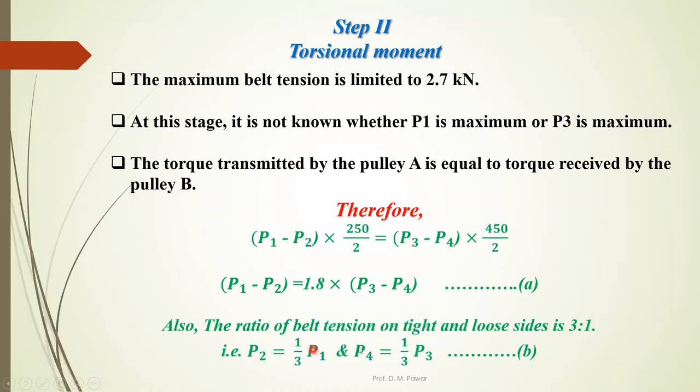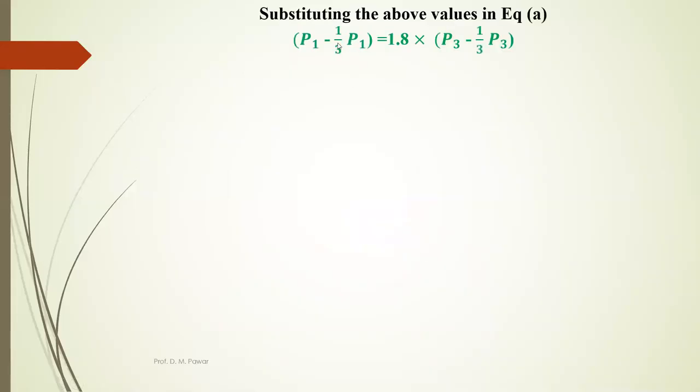Also, the ratio of belt tensions on the tight side to the loose side is given, that is 3:1. So I will use that P2 is equal to P1 by 3 and P4 is equal to P3 by 3. This is nothing but equation B. By substituting the values of equation B in equation 1, I will get these values. Instead of P2, I will put 1 by 3 into P1, and instead of P4, I have put 1 by 3 into P3.